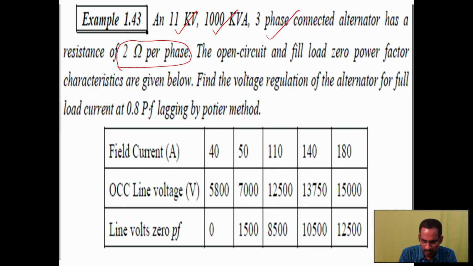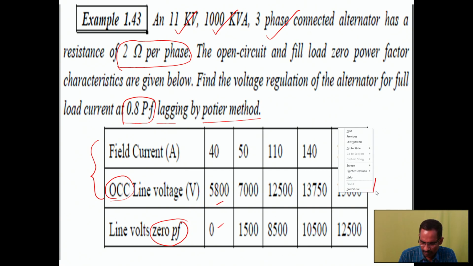The open circuit and the full load zero power factor characteristics are given below. These two are the data obtained from the OCC test. It is the zero power factor test data. Find the voltage regulation of an alternator for the full load current of 0.8 power factor lagging by using the Potier method. Okay, as usual, first these are all the line voltages.